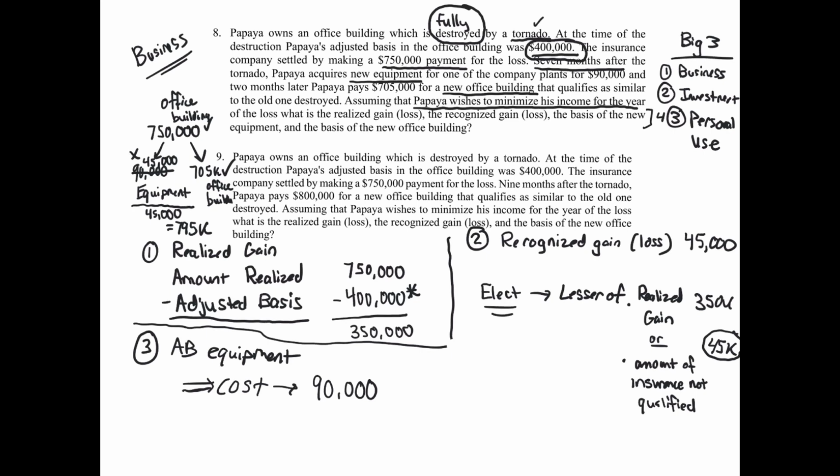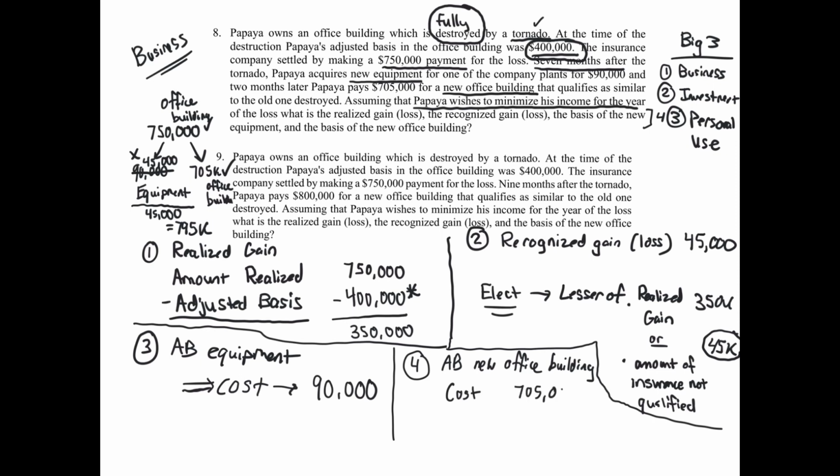Okay. Now we go to number 4. It's the final part. Number 4 is to calculate the adjusted basis of the new office building. And remember, we use the shortcut method. What we do is we take the cost, which here is $705,000, and we subtract away the suspended gain, the gain that was not recorded.